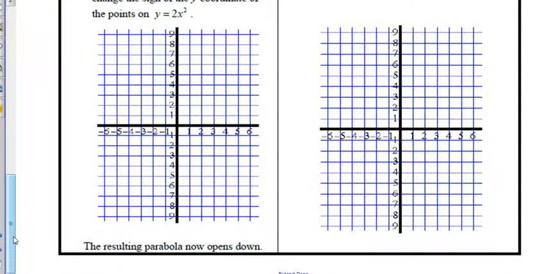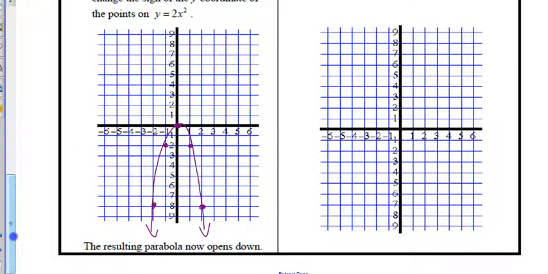So (0, 0) becomes (0, 0), right? 1 was at 2, so it becomes negative 2. 2 was at 8, so it becomes negative 8. By symmetry, the same thing is happening on the other side. So now we have the graph y equals negative 2x squared. How do we know it's negative? It opens down, right? It tells me I've got a negative leading term.